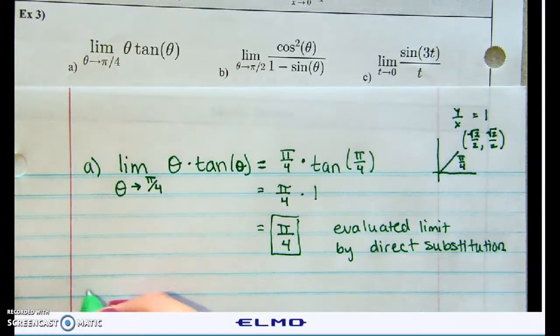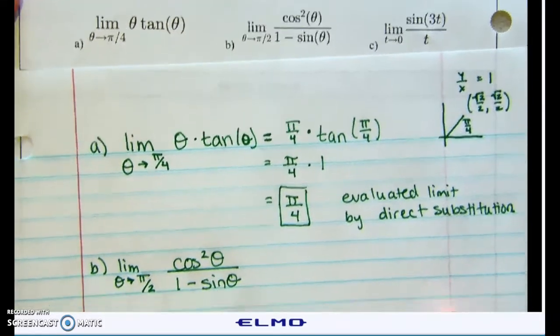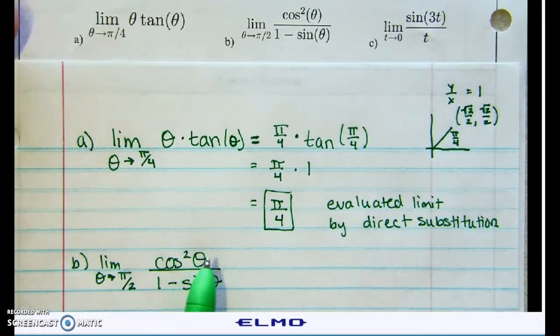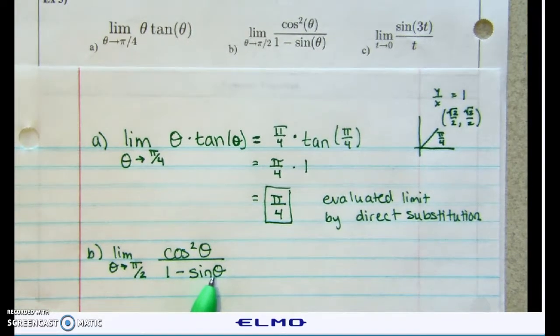All right, let's do B. B is the limit as theta approaches pi over 2 of cosine squared all over 1 minus sine squared. Nope, sorry, 1 minus sine. All right, remember trig identities? So we should always try direct substitution first. Sorry, I already know the answer, so sometimes I cheat. I'm sorry. What is the sine of pi over 2?